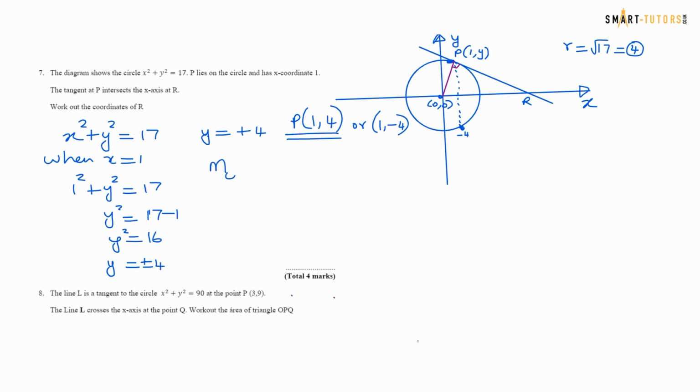So gradient of OP: y minus y coordinates. So this is 1 comma 4. So 4 minus 0 divided by 1 take away 0. So 4 divided by 1, the answer is 4. So gradient of OP is 4. So gradient of tangent is negative reciprocal, minus 1 upon 4. So y equals minus 1 upon 4 x plus c.